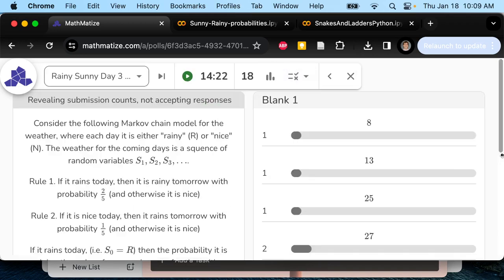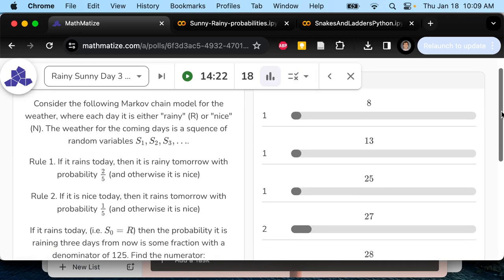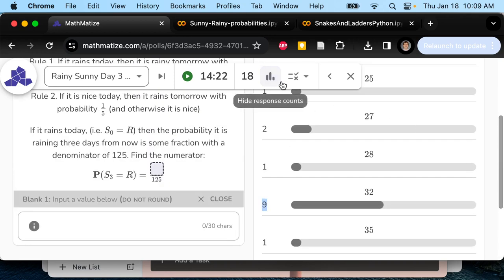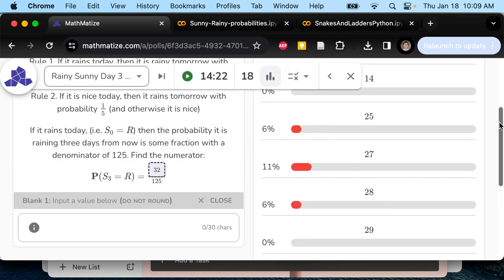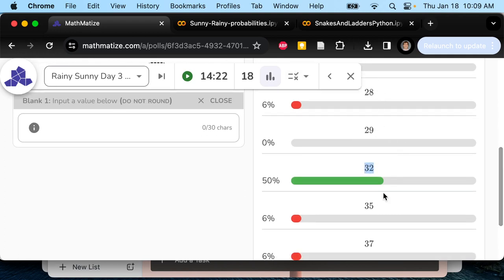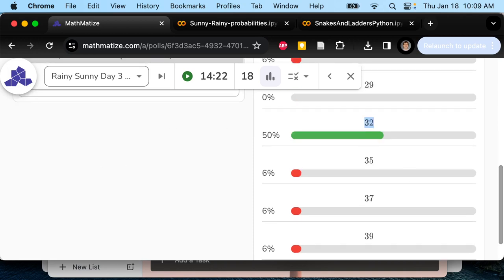People said, what numbers did they say? 8, 13, 25, 27, 28, 32 was very popular. 9 people chose 32. The correct answer is 32. So 50% of people got it right. It's possible if you have a number close to 32, you just made an arithmetic mistake. Let's go over how you would get it.